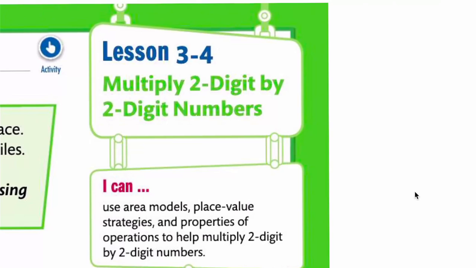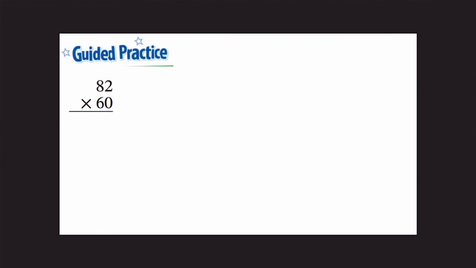All right, ladies and gentlemen, this is a lesson video for 3-4. We're going to multiply two-digit numbers by two-digit numbers. And specifically, we are going to be doing area models and partial products. Mainly, we'll be working with area models. I will show you both, but I would like you to follow along and practice this with me if you can. Okay, in class, we did these ones together.